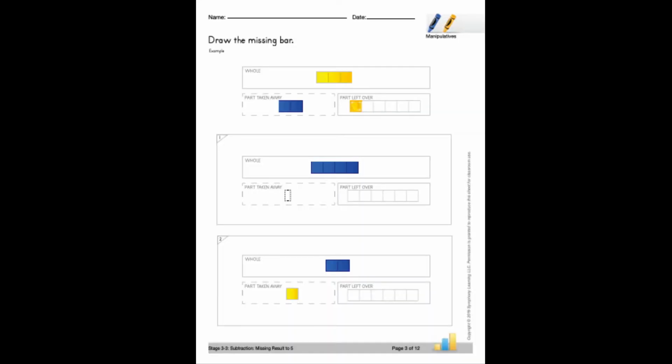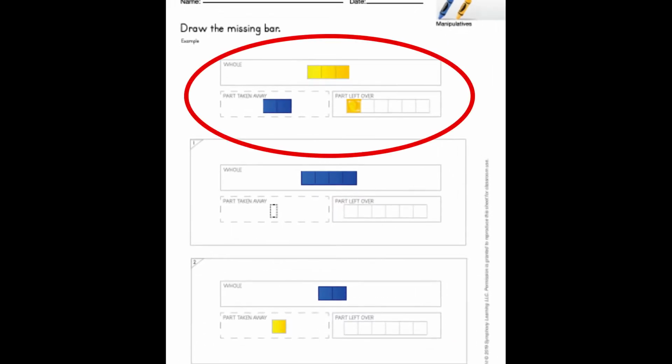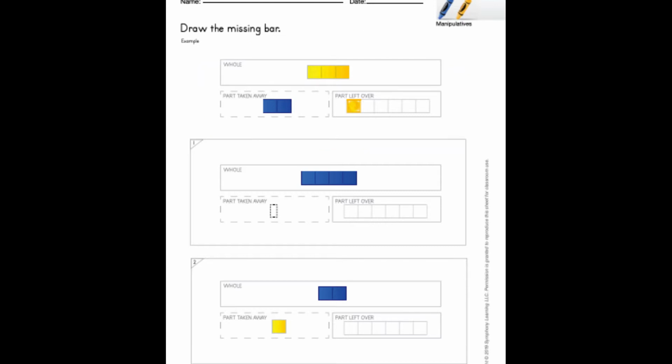We are looking at stage 3.3, subtraction, missing results to 5. In addition to working with their fluency and the number combinations to 5, we're looking at subtraction as taking one part away from a whole. Students are used to combining parts to make the larger whole. And sometimes subtraction throws them because they're really not sure which is the part and which is the whole. Additionally, by using the bar model, we're implying a comparison, which is another way of thinking about subtraction.